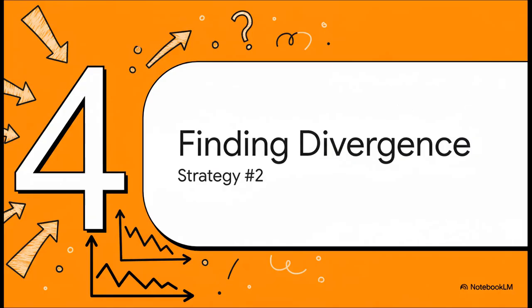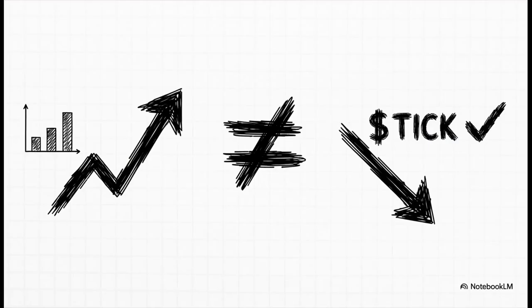All right, let's level up. We're going to move on to a more advanced but incredibly powerful technique. We're going to talk about finding something called divergence. So what is divergence? It's a subtle but massive clue that something is off. It's when your stock's price is telling you one story, say everything is great, but the broad market, the tick index, is telling you a completely different story. And when the stock and the market disagree, that's often a sign of what's to come.